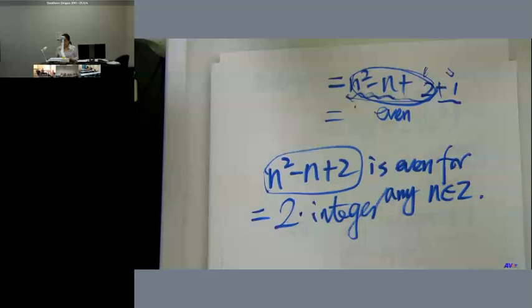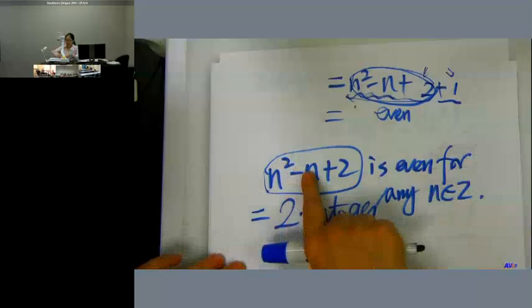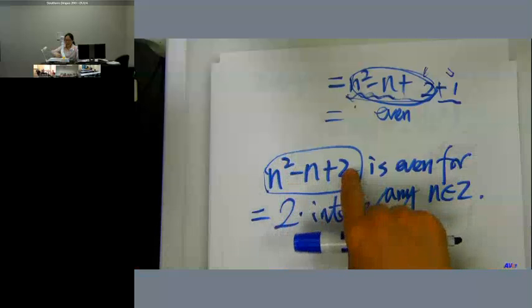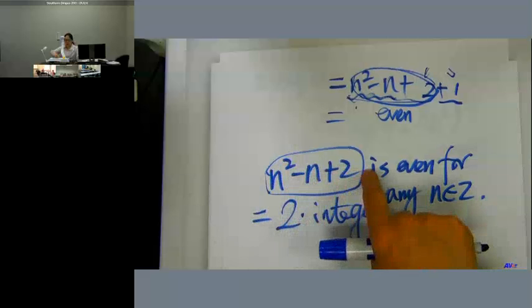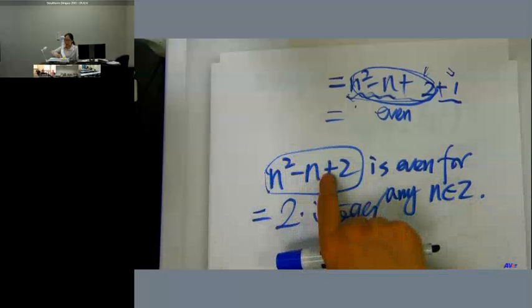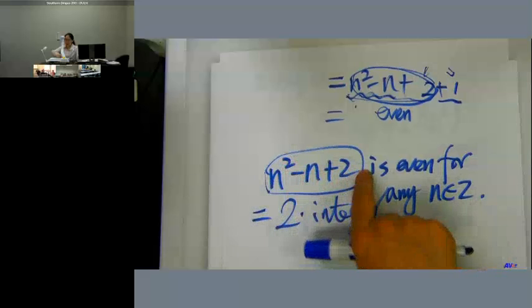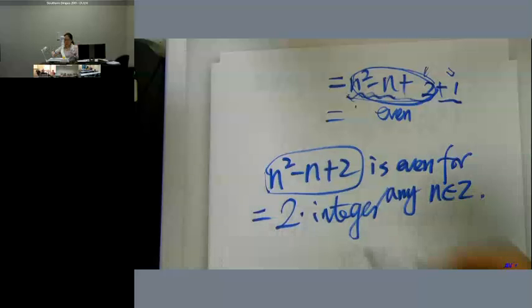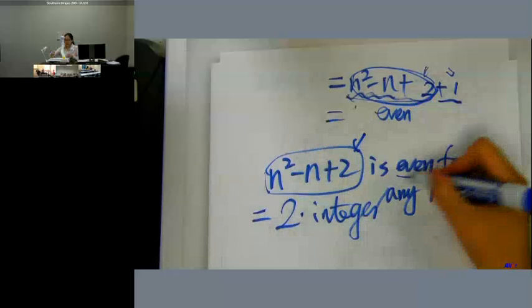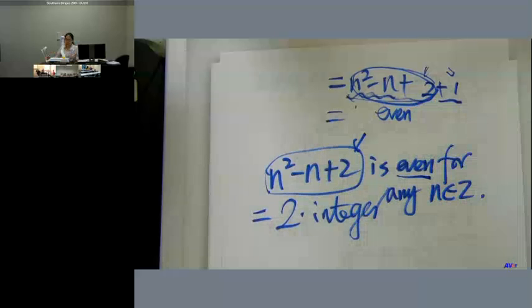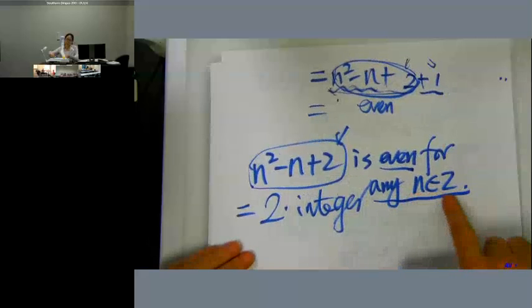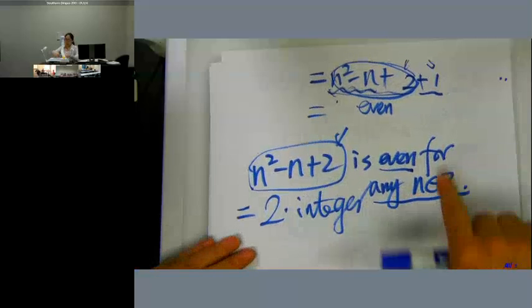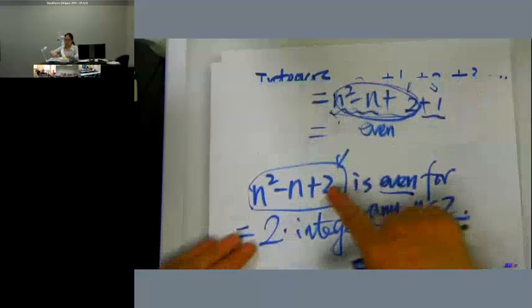If you try to plug in some numbers, say if n is 1, 1 squared minus 1 plus 2 is 2. It is even, right? If n is 2, 2 squared minus 2 plus 2 is 4, still even. If you try 3, 3 squared minus 3, 6, plus 2 is 8, is even. And try 4. Looks like any integer I plug in, yes, I do get an even number. But you cannot use that as a proof. It's just some examples. It tells us to prove this for any integer. There are infinitely many integers. We cannot plug every single integer in there to show this is even.